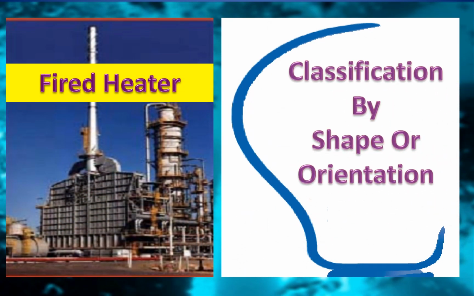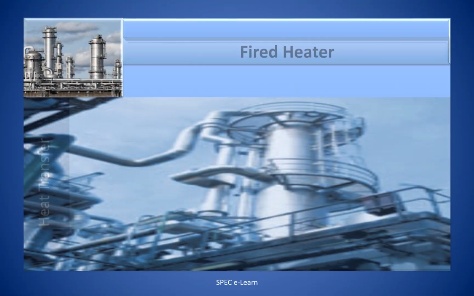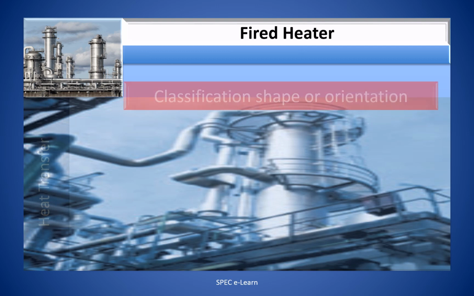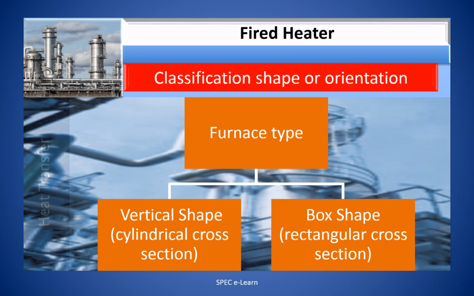First, the fired heater classification by shape or orientation. Fired heater can be classified according to the shape into two categories: a vertical shape, that is cylindrical cross section; and box shape, rectangular cross section.